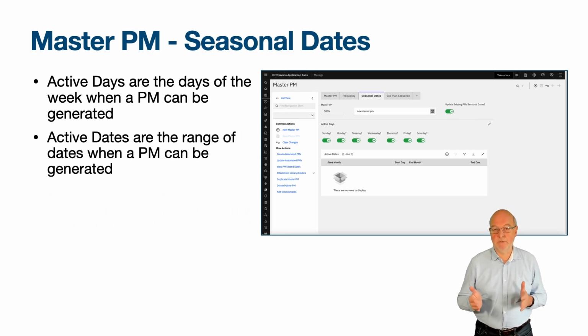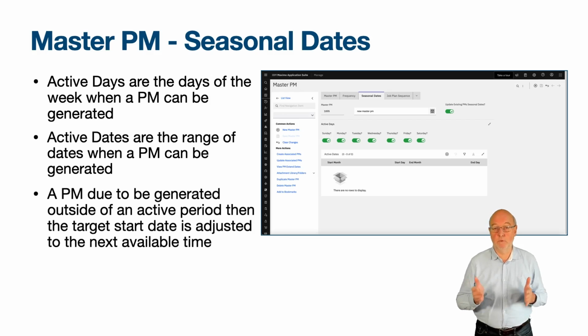An active period is a time at which you accept a work order to be generated. If it falls outside of the period, then Maximo will generate the work order to start on the first day of the next active period. For example, some PM work cannot be performed during wintertime, so you may set the active period from the 1st of March to the 30th of November, leaving the 3 winter months of December, January and February when the work order will not be generated.